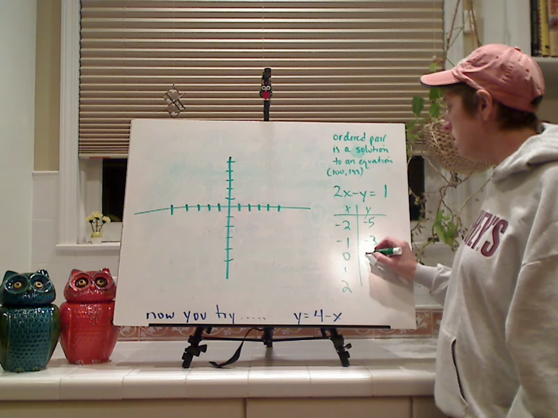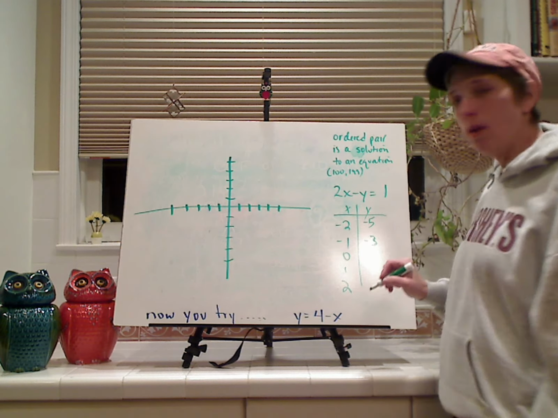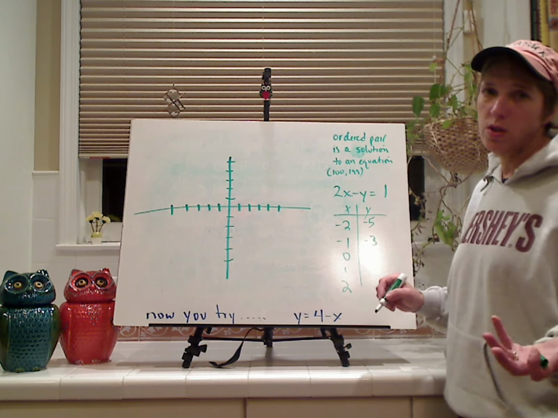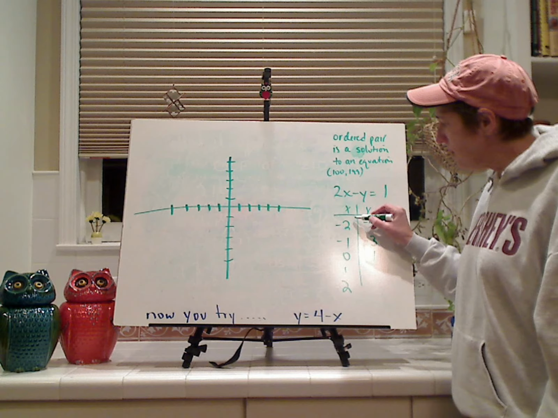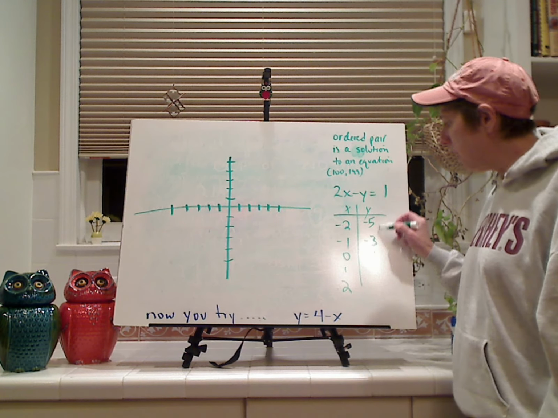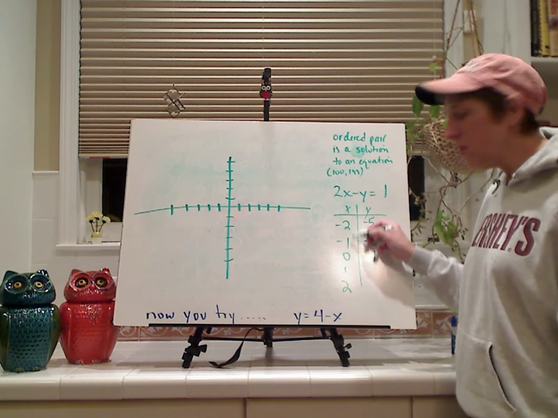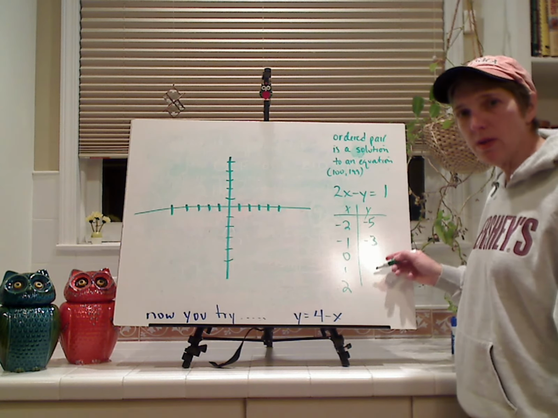0 minus a negative 1 will give me 1. Now, are you noticing a pattern here? Because that's what you want to start to see. As x increases by 1, y increases by 2. So the pattern is when x increases by 1, y increases by 2.